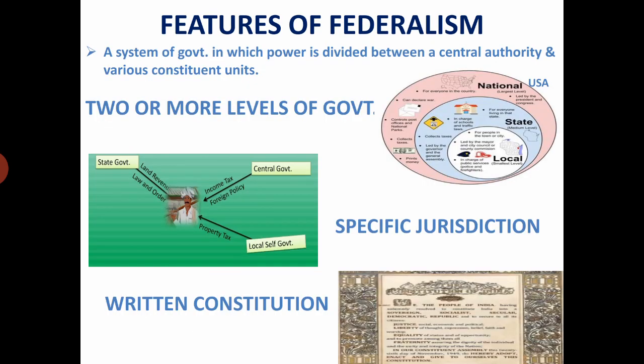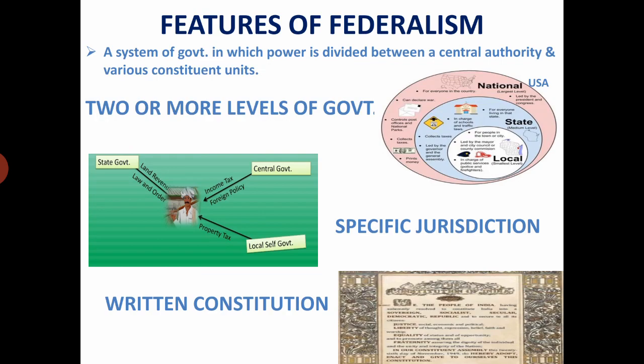Now, let us look at some of the key features of federalism. First and foremost, two or more levels of government. For example, in India, we have three levels of government, that is, union, state, and local. Secondly, the various levels of government govern the same citizens, but each level has its own jurisdiction, that is, power or authority, in matters of lawmaking, taxation, and day-to-day functioning. For example, in India, both central and state governments make laws for us and we pay taxes to both.